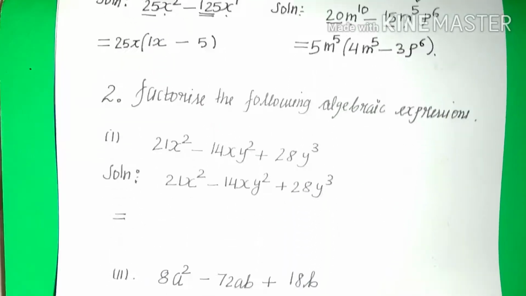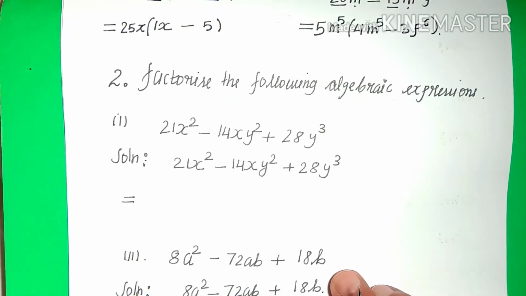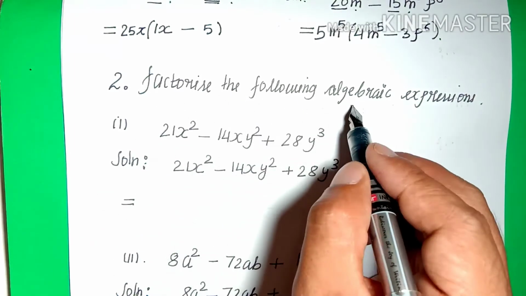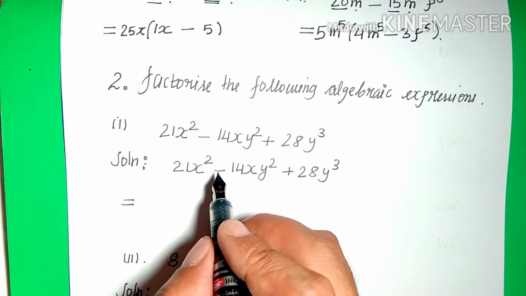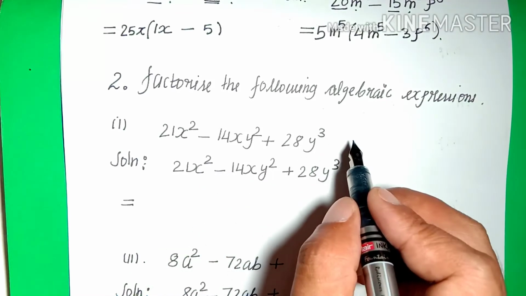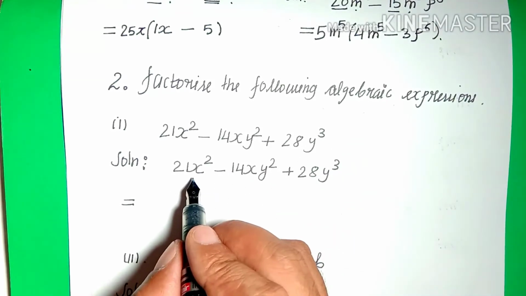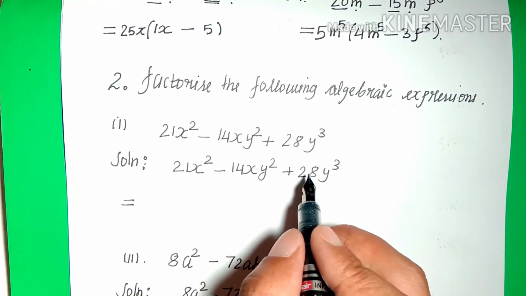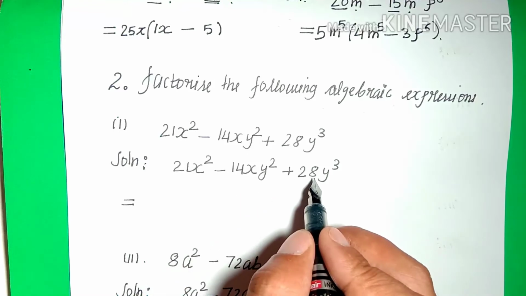The next one, again the same topic: factorize the following algebraic expression. Even here, you'll have to take the common factor like we did in the previous step. Now here, they have added one more term. In the previous question we did it with only two terms, but here they have added one more term.